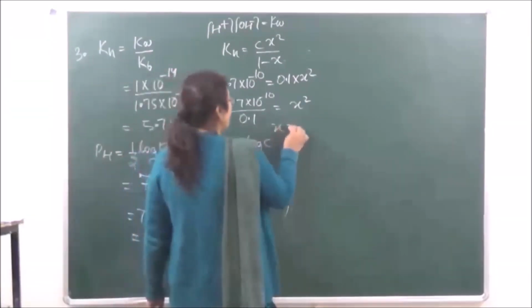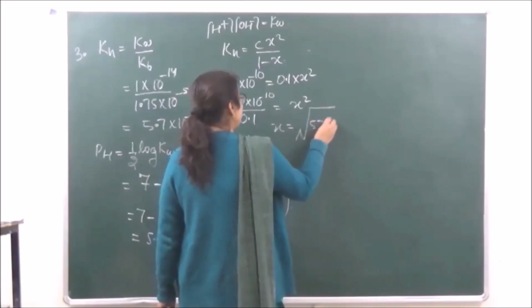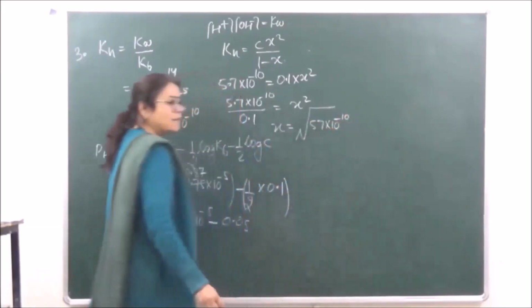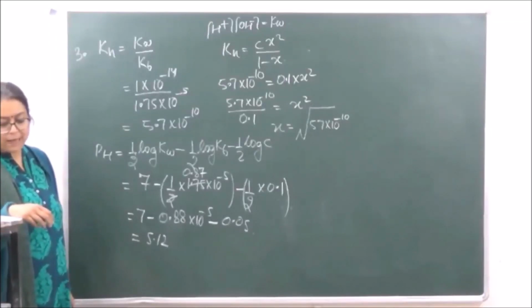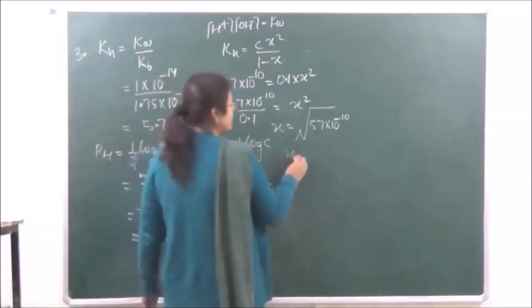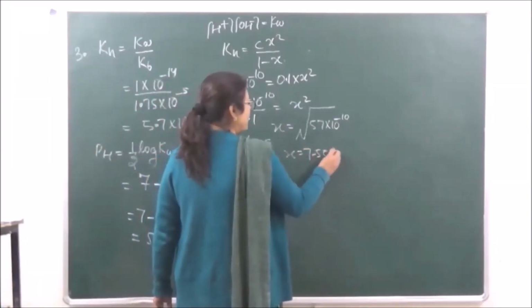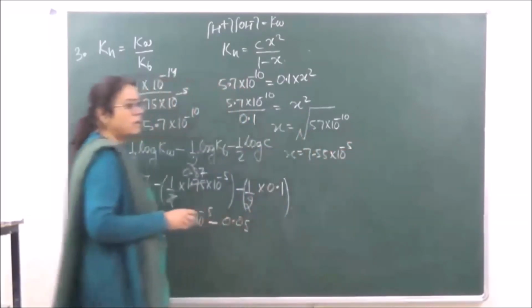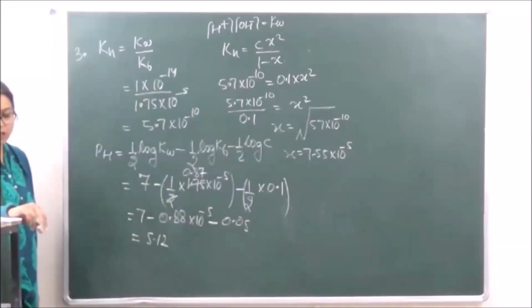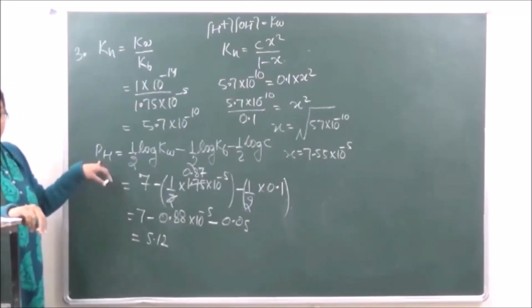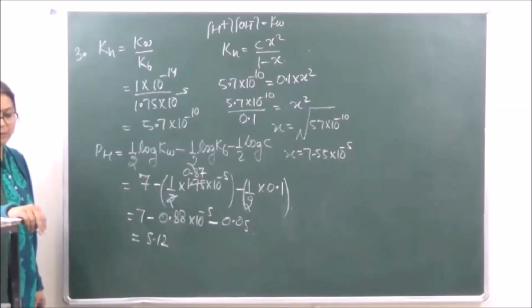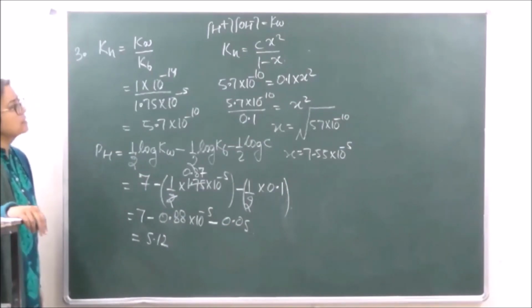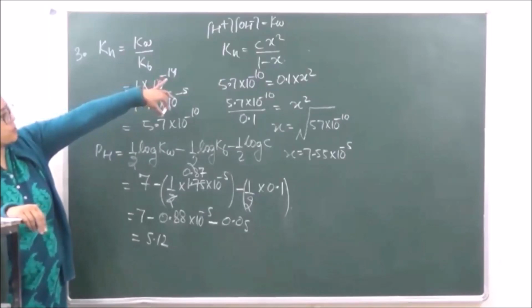So x will be equal to what? Under root of 57 into 10 raised to power minus 10. Okay, so the under root of 57, that is 7.5. So the value of x comes as 7.55 into 10 raised to power minus 5. And this x is going to be the concentration of H positive. So you can either calculate the pH value directly by taking that. Concentration of H positive will be what? Cx. We've taken it now, but then the concentration is going to be Cx.